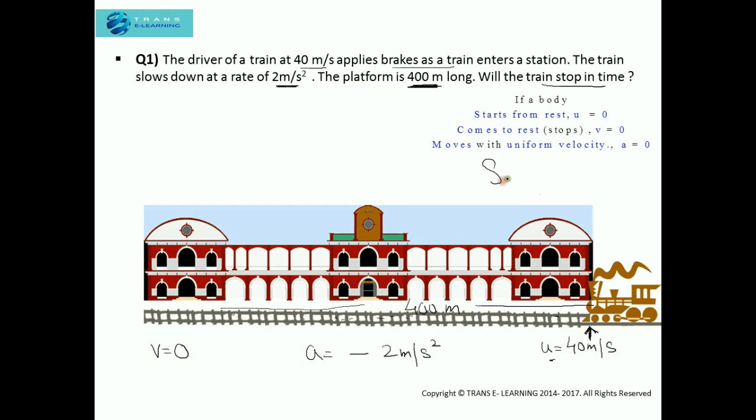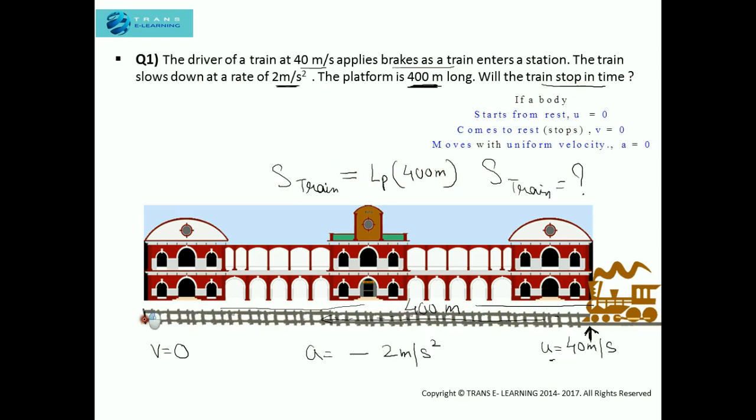We need to find the distance traveled by the train after the brakes are applied, because once the driver applies the brake, it will not stop immediately. It will take some time for the train to stop because it is slowing down at the rate of 2 meters per second square. So the criteria is if the distance traveled by the train is equal to the length of the platform, which is 400 meters, then the train will stop in time.